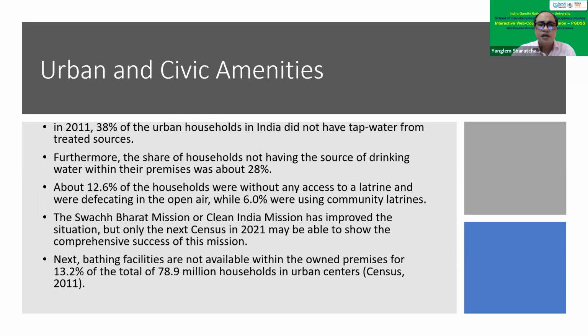Then the share of households not having a source of drinking water within their premises was about 28%. 28% is not a small percentage. If you look at the figure, it is a high number. That's why I'm talking about urbanization.